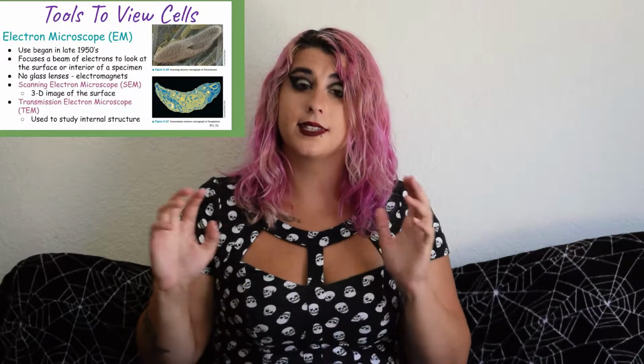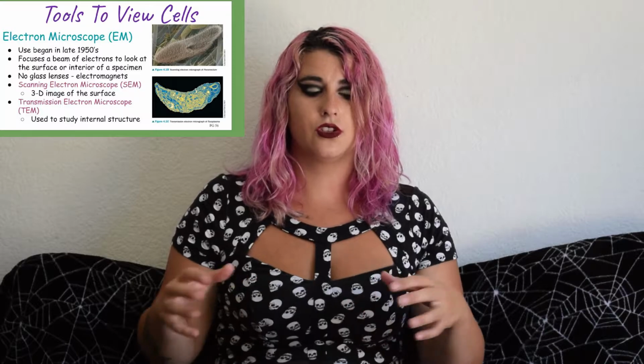Now, there are two kinds of electron microscopes we are going to talk about right now. The scanning electron microscope, which is used to create a 3D image of the surface of a specimen, and the transmission electron microscope, which is used to study the internal structure.